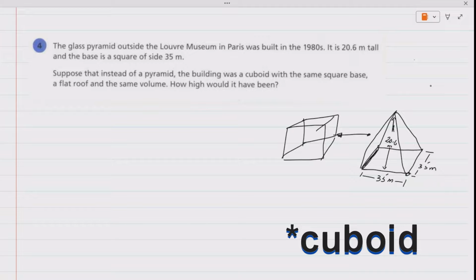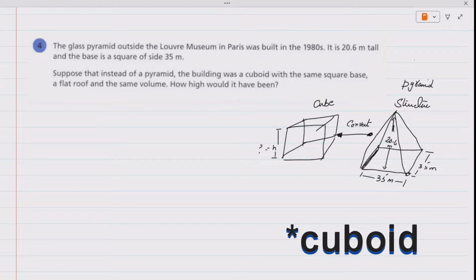So how high our cube is, we have to find this. So it means we have this structure and we have to convert this structure into a cube, right? So we have a pyramid structure, and when we convert this into a cube, how tall is the cube we have.